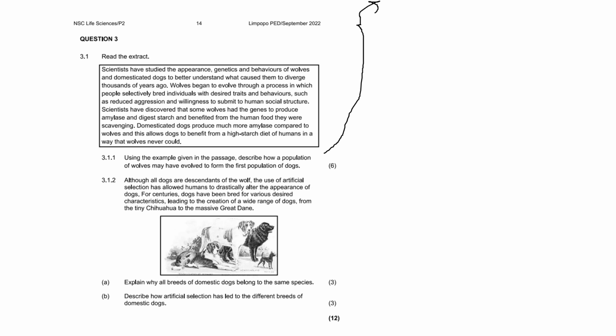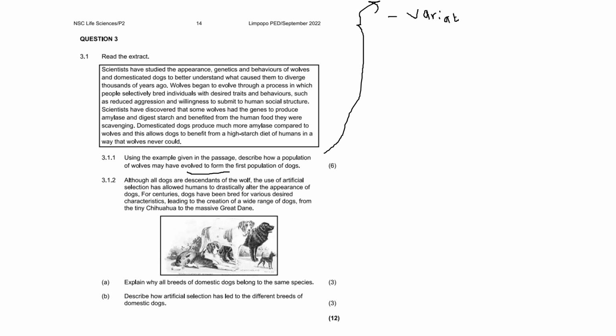Question 3.1.1: using the example given in the passage, describe how a population of wolves may have evolved to form the first population of dogs. So they're asking us how the wolves could have evolved. They're basically asking us to explain natural selection. So of course, the first point is that there must be variation in wolves. One of the wolves would have been different from the other ones.